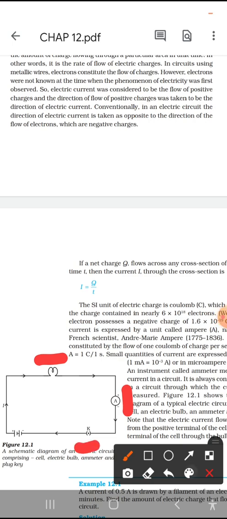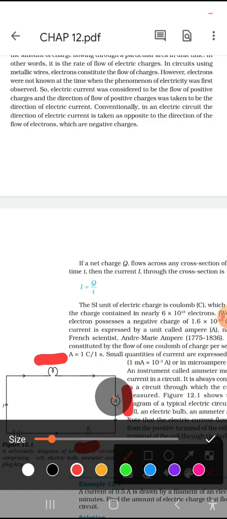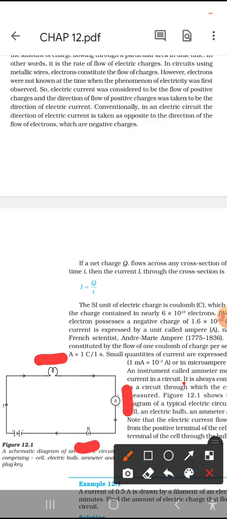I will decrease the font size. Please wait. Okay.